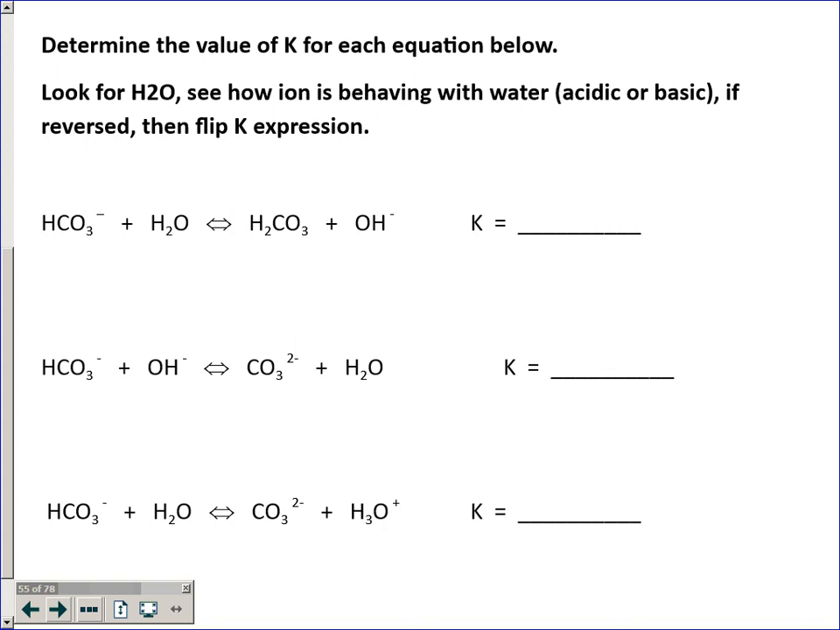So once we look for water, we see how the ion that it's interacting with is behaving. Is it acting acidic or acting basic? And we'll know if we're utilizing a Ka or Kb. And if this is a reverse reaction, meaning water is in the product side, reacting in the reverse manner, you flip your K value. So that's what I'm going to show through, I think there are 10 of these.